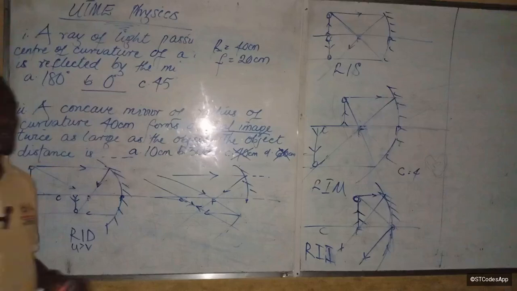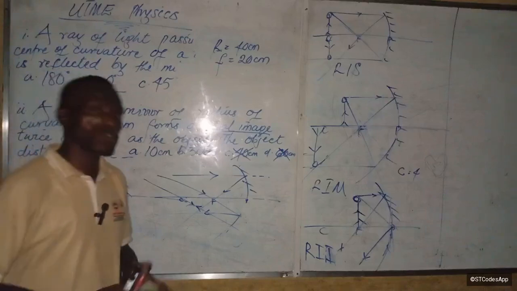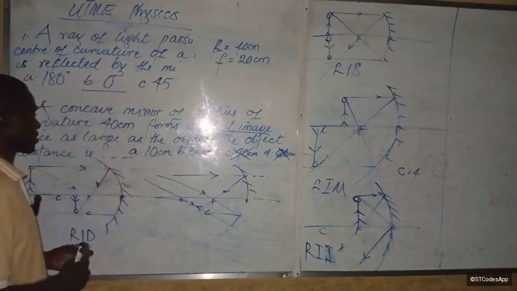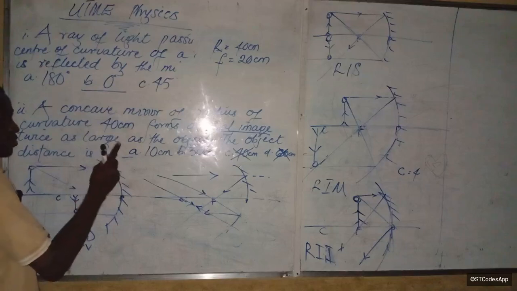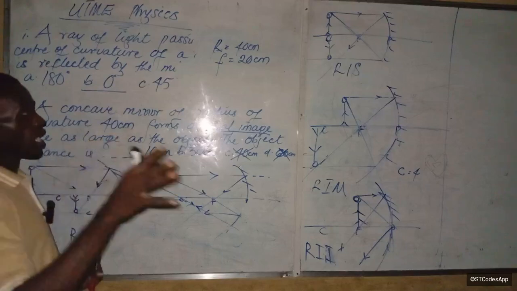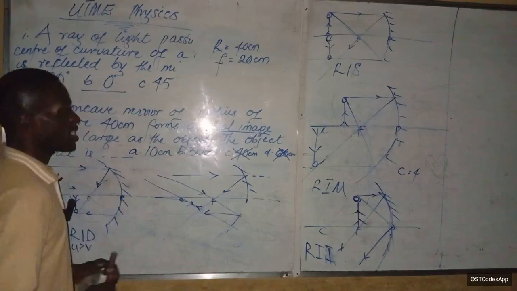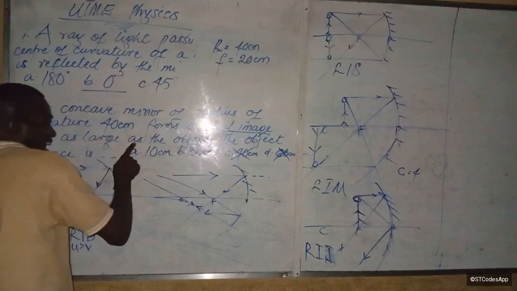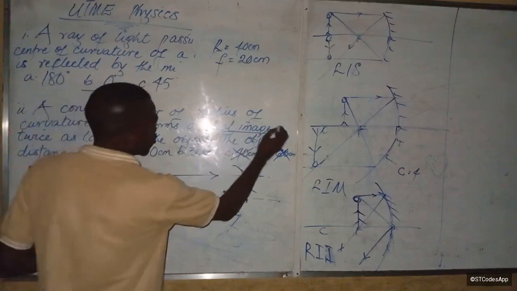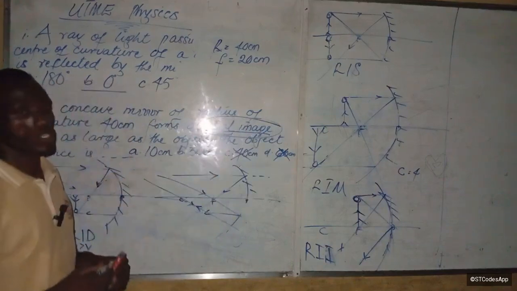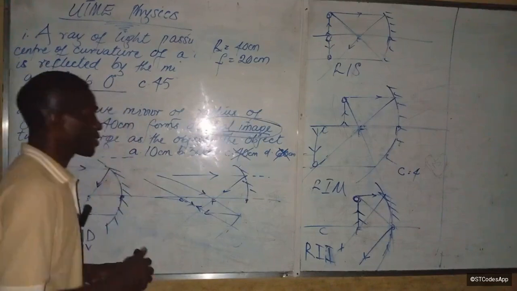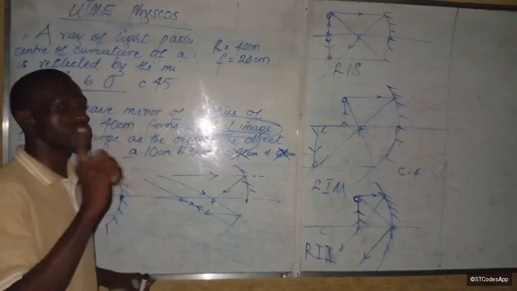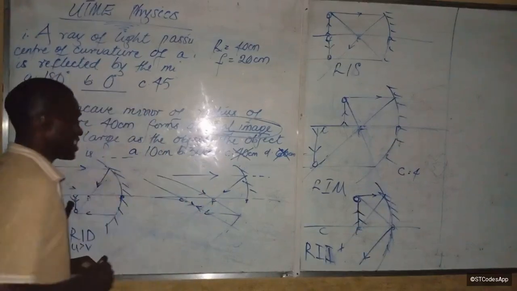Those of you online, you're going to be solving this and proving if it's wrong or correct. I'm going to see how it is. Now the next idea is this. We now have two options left. It says it forms an image that is twice as large. Take note of the word real. The only time a concave mirror ever forms an unreal, virtual image is when the object is placed between F and P.